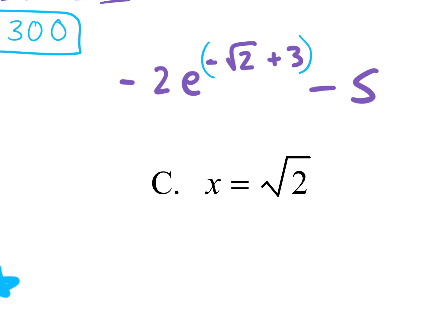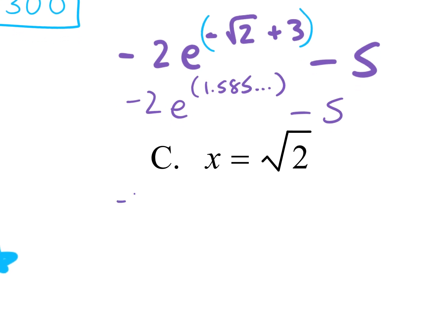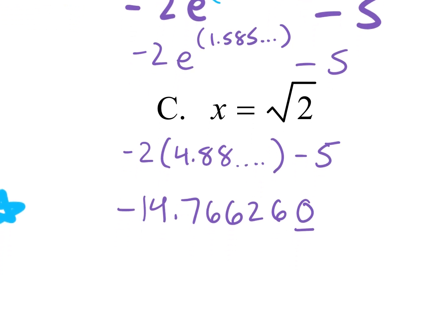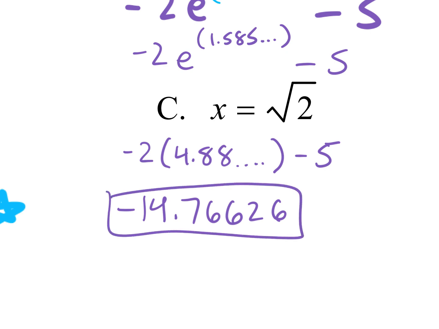When we put that in the calculator, you should get 1.585. It keeps going, but I'm going to leave it in the calculator. And then do e to that power. So second e, and then I can keep that answer in my calculator. So I have negative 2 times 4.88. It keeps going, but I'm going to leave it in the calculator. So times negative 2, and then minus 5. So you should get negative 14.766260. 0 tells me that I round down or keep it the same. Keep it the same. So that would be our answer.